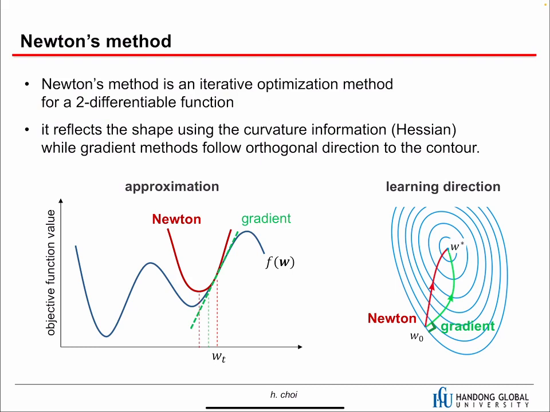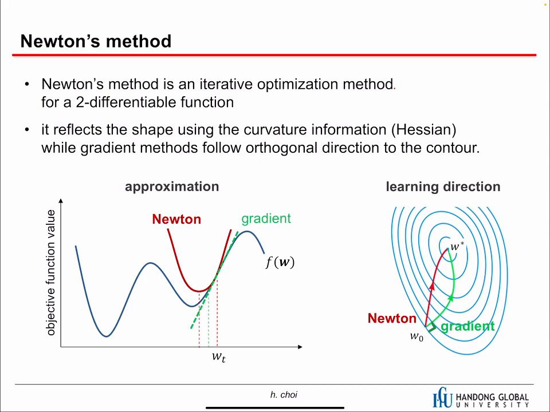And also, even in deep learning, there are some papers talking about Newton's method. So even though we don't use Newton's method that much, we still have to understand the main ideas and the algorithms of Newton's method. Newton's method is an iterative optimization method like the gradient descent method, for a twice differentiable function. So the function can be differentiated twice.